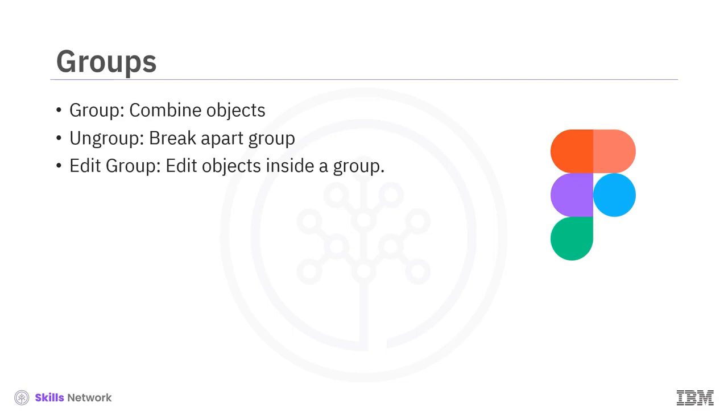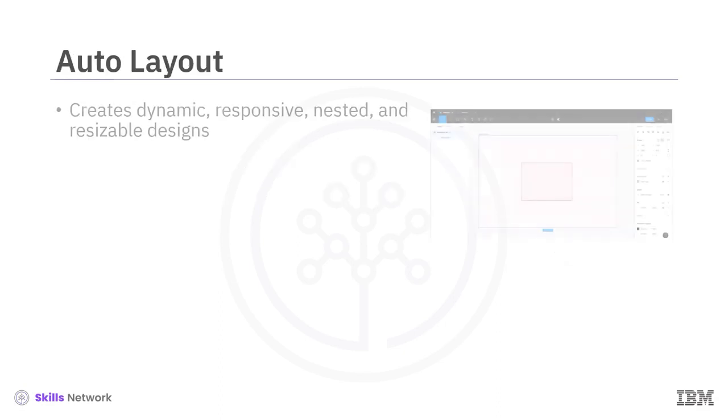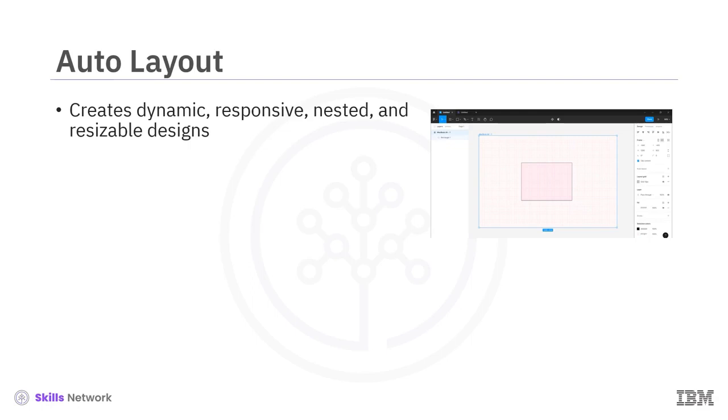Double-click on a group to enter and edit the objects inside it. Duplicate Group to create a copy of a group layer. Learn the keyboard shortcuts for these tools or access them with a right-click and select from the context menu. Create dynamic, responsive, nested, and resizable elements that adjust automatically based on their content and surrounding elements with Auto Layout.